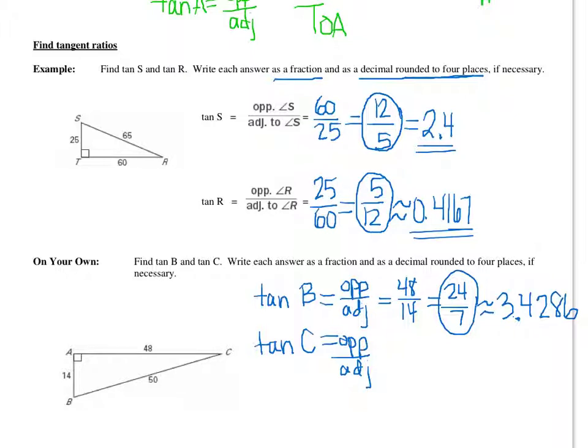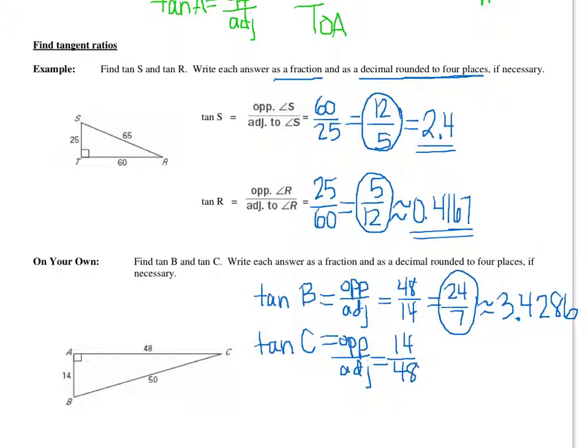For the tangent of angle C, well, C is my theta, my angle I'm looking at. So here's my angle right here. I want the opposite, which is 14, over the adjacent, which is 48. Again, we're not using the 50, because that's the hypotenuse. So opposite over adjacent. That's 14 over 48.